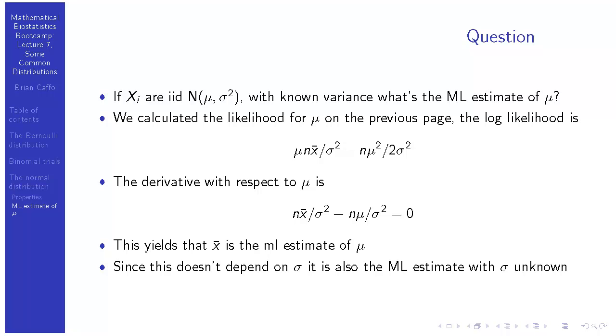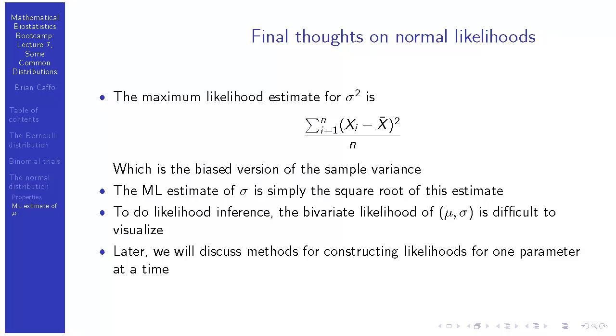So if your data is normally distributed, your estimate of the population mean is the sample mean. That makes a lot of sense. We would hope that the result would work out that way. But also notice, because this calculation didn't depend on sigma, this is also the ML estimate when sigma is unknown. It's not just the ML estimate when sigma is known.